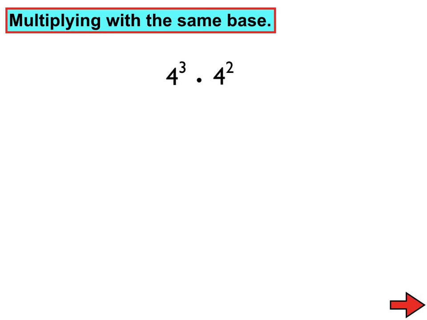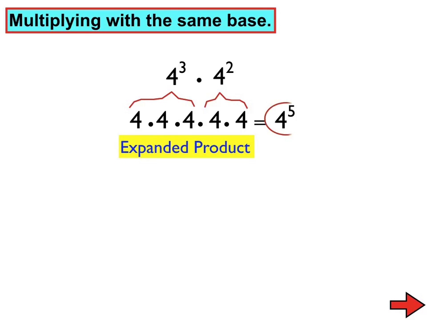We are now multiplying exponents. So we have multiplying with the same base. If the bottom numbers, the bases, are the same, you can combine them, because this means 4 times 4 times 4, right? Then we have times another 4 times 4. How many 4s total are being multiplied? 5. So you can write this as 4 to the 5th power. Expand the product to simplify it all out, so you can visually see that there are 5 4s being multiplied together, and then write it in exponential form.